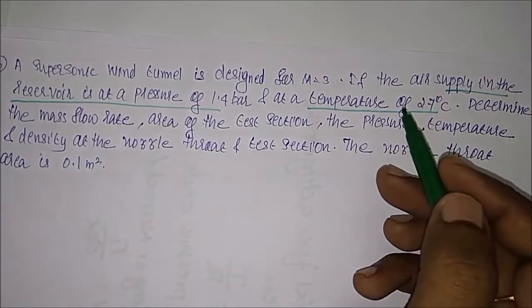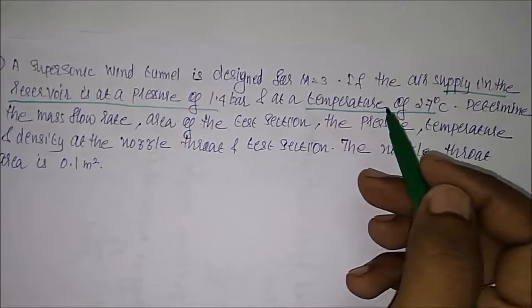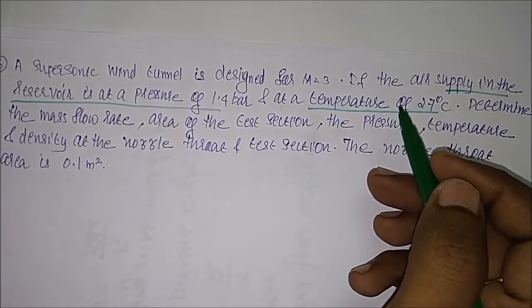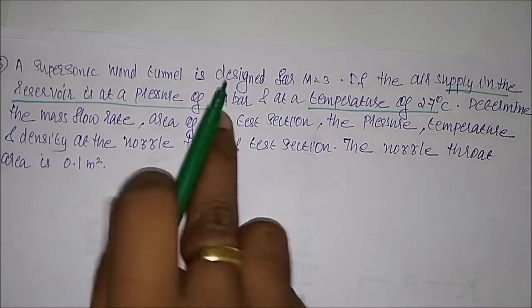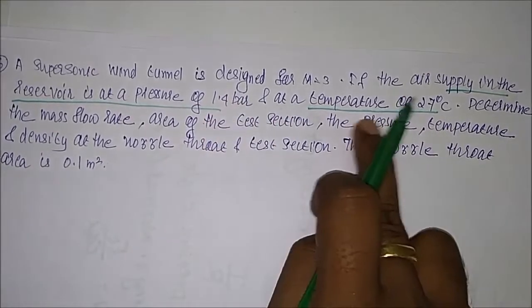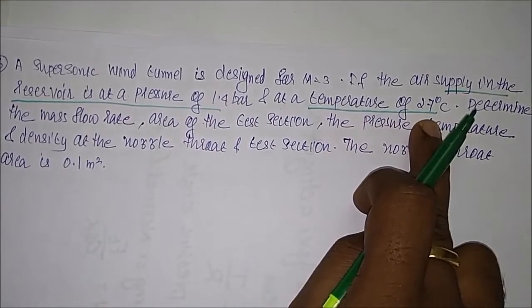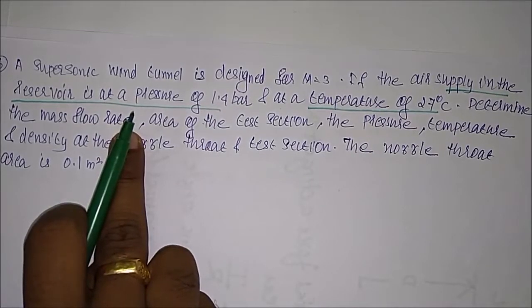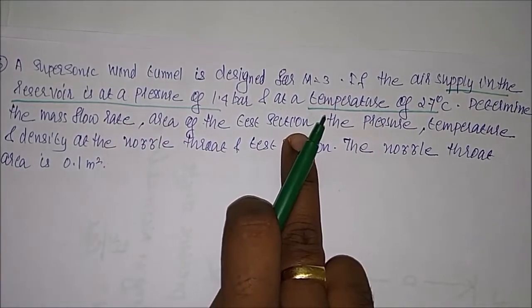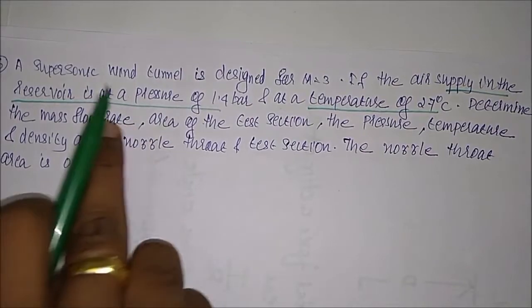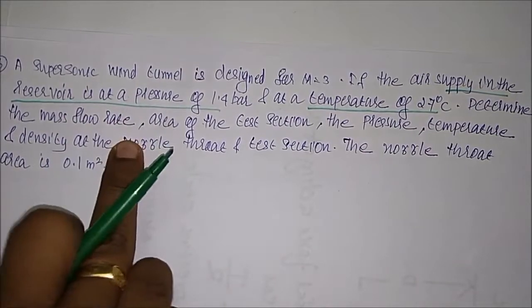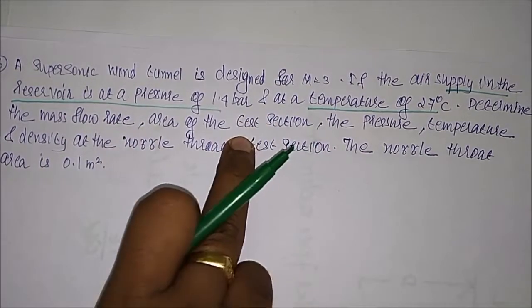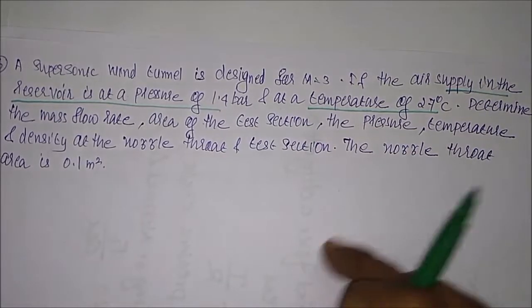That is the stagnation condition: stagnation pressure is equal to 1.4 bar and stagnation temperature is equal to 27 degrees Celsius. Determine the mass flow rate. We have to find out the mass flow rate. Next one, the area at the test section, that is the area at the exit section.